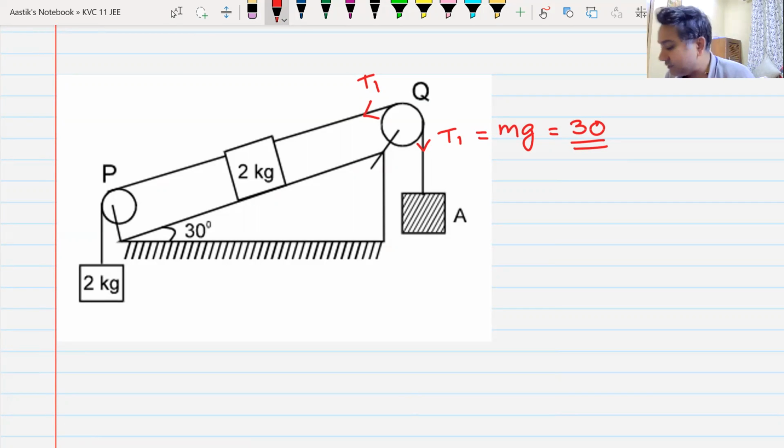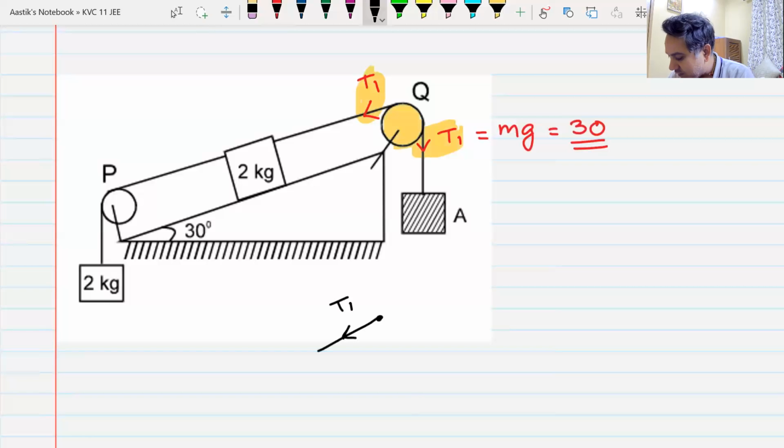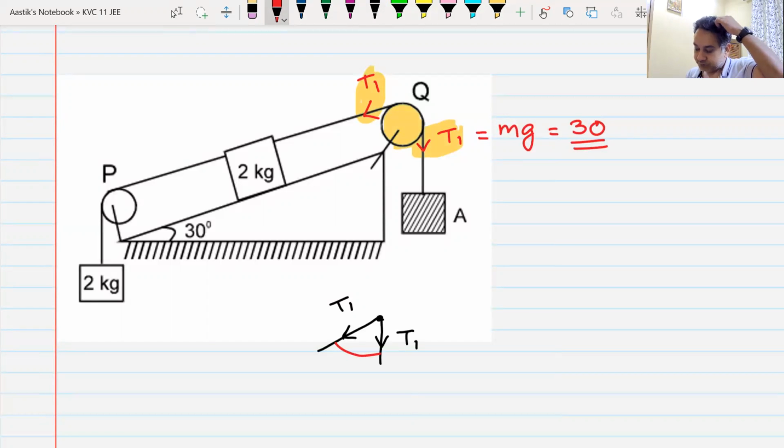Now, this pulley Q, let me color it with this color. This pulley Q has got two forces, T1 here and T1 here. Now, if I draw this pulley just as a point to make you understand, there are two forces acting on this pulley, T1 here and also T1 here. Can you tell me what is the angle between these two forces? You can see it from the diagram. If I draw it directionally, this T1 is like this and this T1 is like this. You can easily tell me the angle between the two. 60, sir.